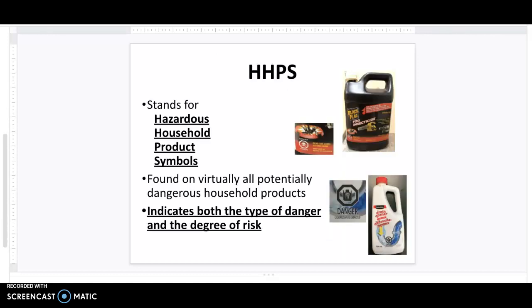All right, and then the last one we're going to talk about is the HHPS, and that stands for Hazardous Household Product Symbols. And I want you to look through some of your household products. I keep some of my products that are like this under my kitchen sink. I have a little area where I can store them. And if you look through these products, you should be able to find the hazardous symbol.